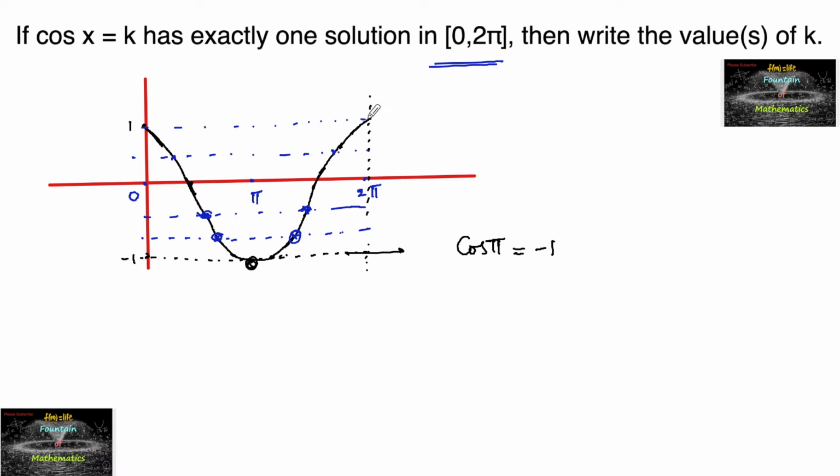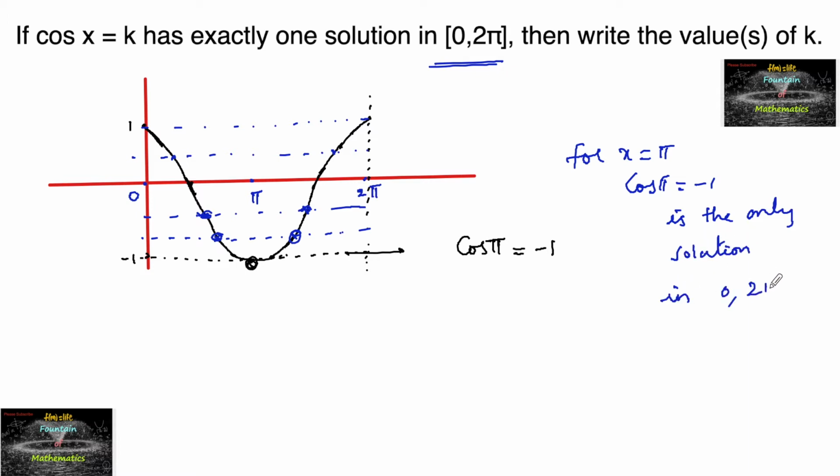So from 0 to 2 pi, we can conclude that only at x is equal to pi, we have cos pi is equal to minus 1 as the only solution in 0 to 2 pi. So the value of k can be taken only as minus 1. Minus 1 is the only answer, right? Thank you.